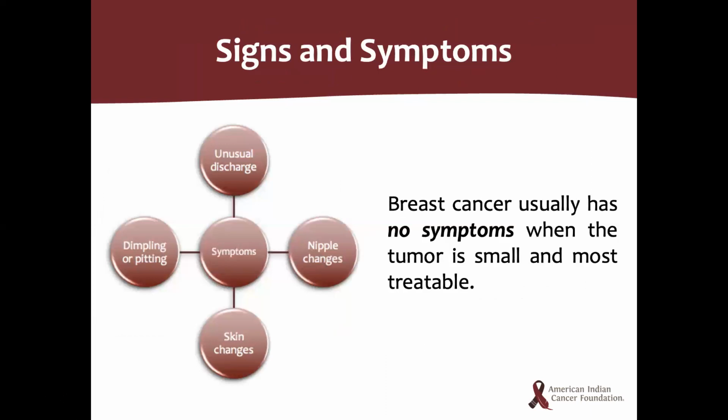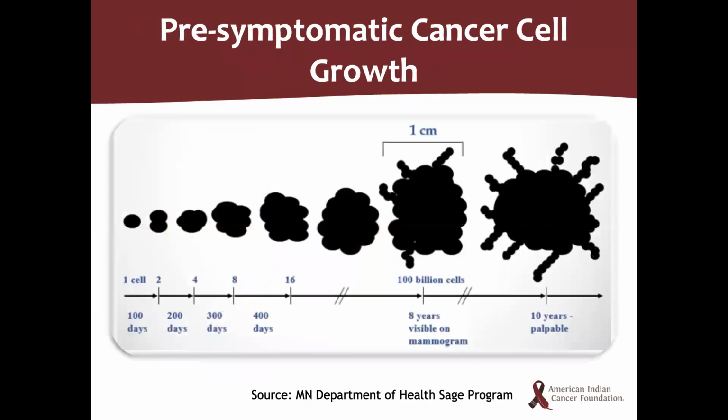It's important to note that breast cancer usually has no symptoms when the tumor is small and the most treatable. The symptoms on the left are ones that appear usually later on as the cancer progresses, and are some symptoms to be aware of. These include unusual discharge from the nipple, skin changes, nipple changes, and dimpling or pitting of the breast. And this image shows the size of cancer cells before symptoms are noticed. And this is why screening and knowing your history and self is so crucial.